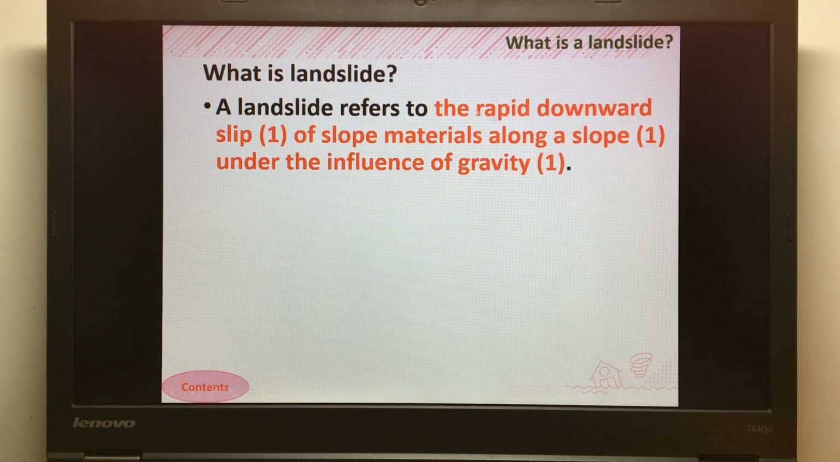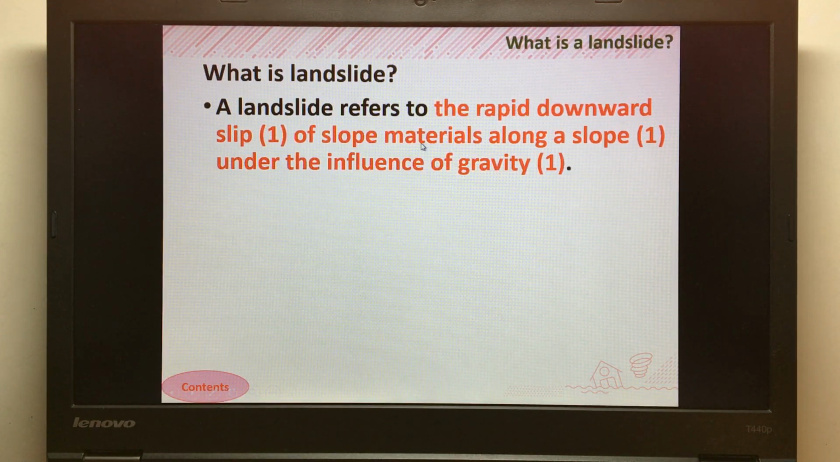For the first one, a landslide is a rapid downward slip, a fast movement. Different kinds of material will slide down along the slope very fast. So there is a rapid movement and also a downwards movement.